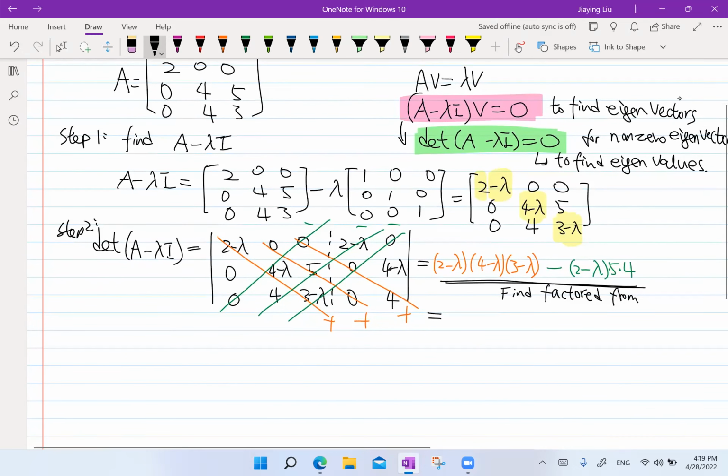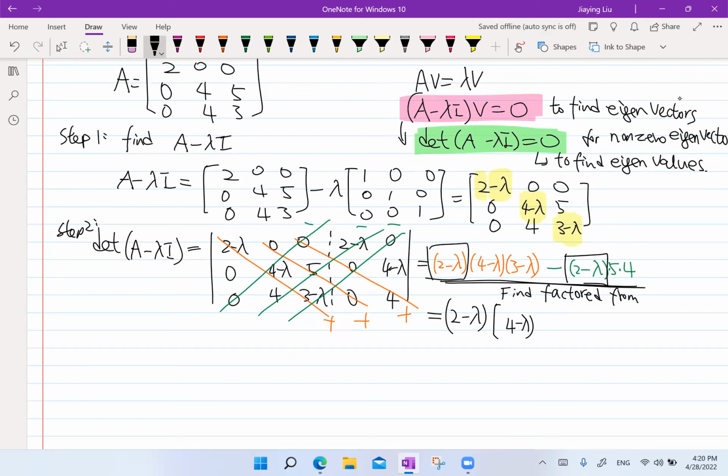It looks like I have a 2 minus lambda from both parts. So that's a factor, 2 minus lambda. The remaining, I'm going to put together. So that's 4 minus lambda times 3 minus lambda minus 5 times 4, 20. Now, what I factored out, I'm not going to touch, just leave it. But what about the bracket term? Is there anything I can factor? Not really. In that case, we're just going to expand it and then maybe try to factor towards the end.